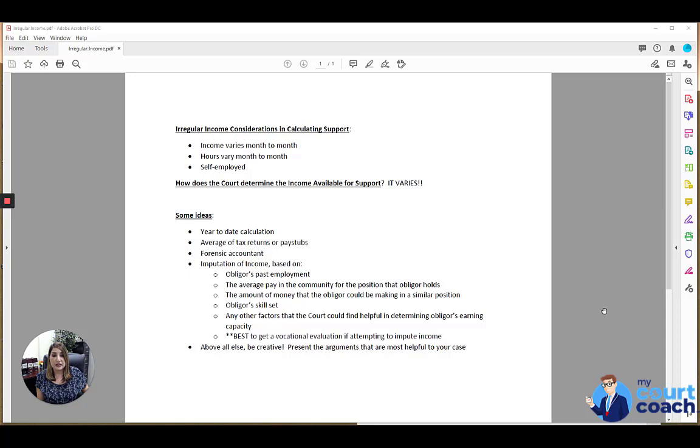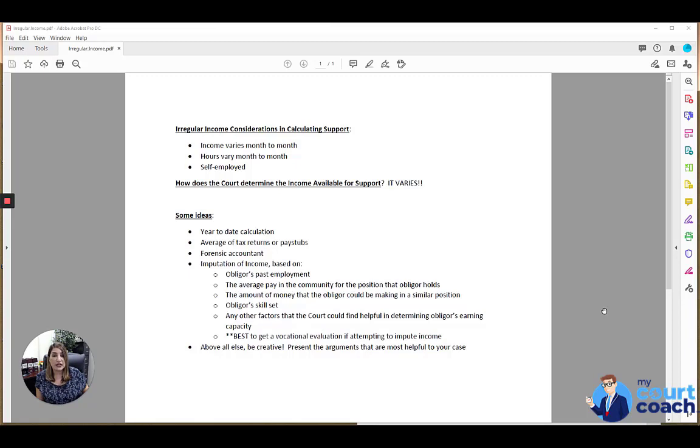Another option, and this is probably better for self-employed individuals, is an average of tax returns or pay stubs. You can even go back as far as 3 years, 4 years, 5 years, whatever you think is the best argument to present for your case, and provide your own analysis to the court. In so doing, make sure to provide them with the pay stubs or the tax returns that you were relying upon so that if there's any questions, you can explain how you got your number of what you think is an appropriate figure to use for that party's income.